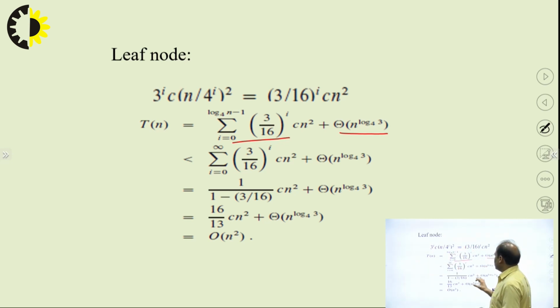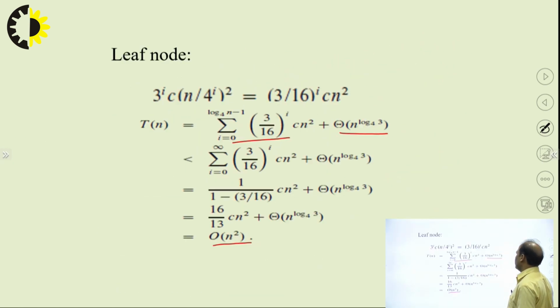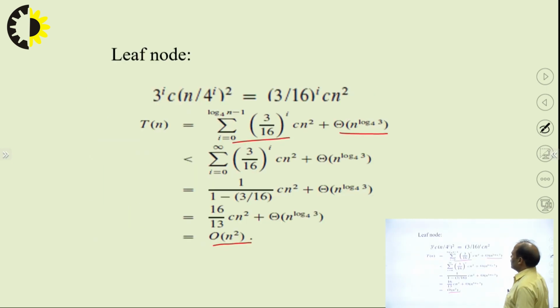If you add it together, this forms a GP, so this will become 1 upon 1 minus r. Ultimately its running time is big O of n square, which can also be verified by the master method. So this was all about the recursion tree method. That is the end of the lecture.